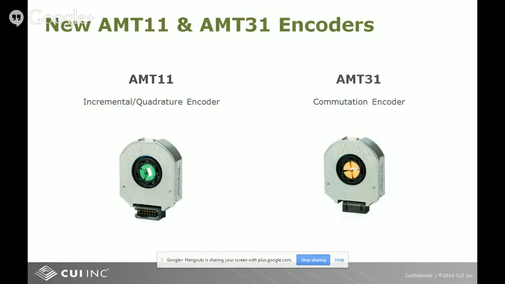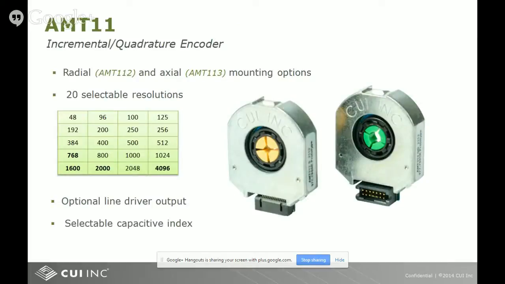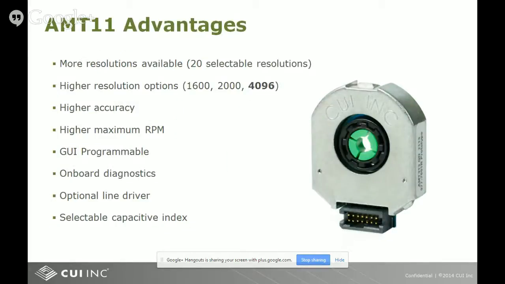And then I'd like to talk about some of the new encoders that we've either come out with or are coming out with. We've got our AMT11 series, which is an incremental quadrature encoder that we released in May. And then we've got our AMT31, which is a commutation encoder for brushless DC motors that we'll be releasing in September. So our AMT11 is really the next generation from our AMT10. We've added more selectable resolutions. We brought a line driver on board and a selectable capacitive index.